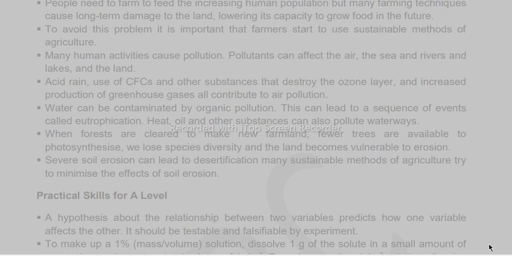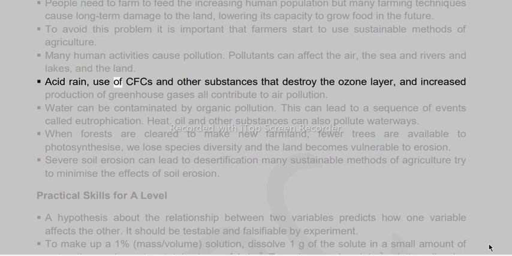People need to farm to feed the increasing human population, but many farming techniques cause long-term damage to the land, lowering its capacity to grow food in the future. To avoid this problem, it is important that farmers start to use sustainable methods of agriculture. Many human activities cause pollution. Pollutants can affect the air, the sea, rivers and lakes, and the land.